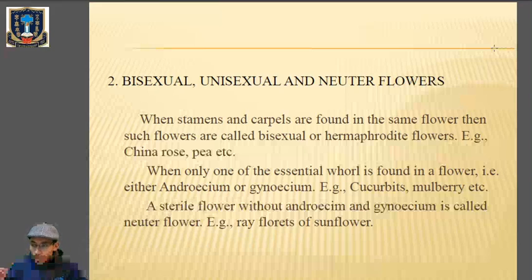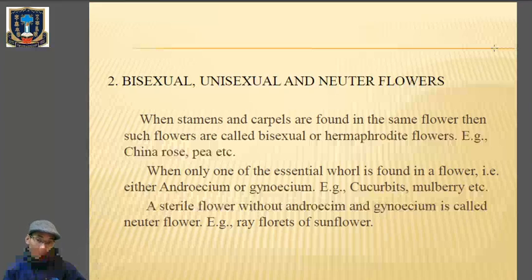And when only one essential whorl is present, let's say if we find only androecium in a flower or only gynoecium in a flower, then they are called unisexual flowers. Uni means one, so only one reproductive whorl or part will be present. Either we will find androecium or we will find gynoecium. And such flowers will be called unisexual flowers. Examples are cucurbits and mulberry.